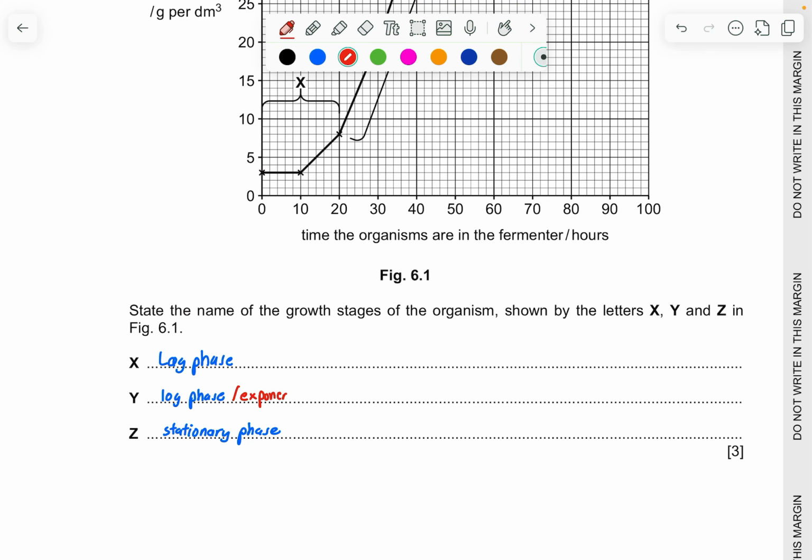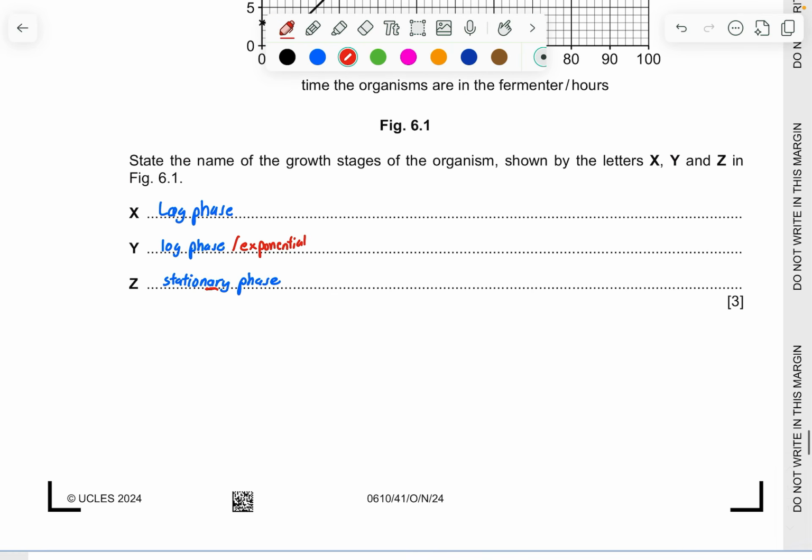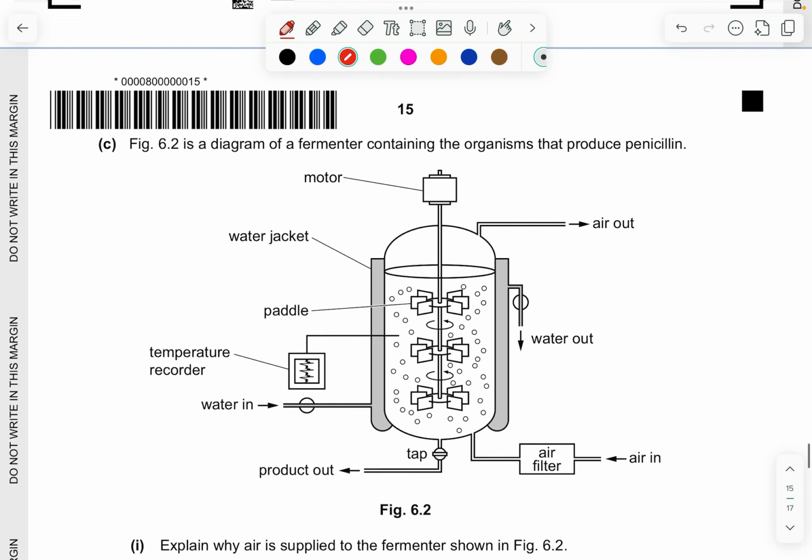So make sure your term stationary is spelled with an A and not an E, because if it's E, it's stationery, your pencils, your pens. So again, spelling errors are important here. If you have one spelling error, then you automatically get it wrong for this part. 3 marks, you do not want to lose that.